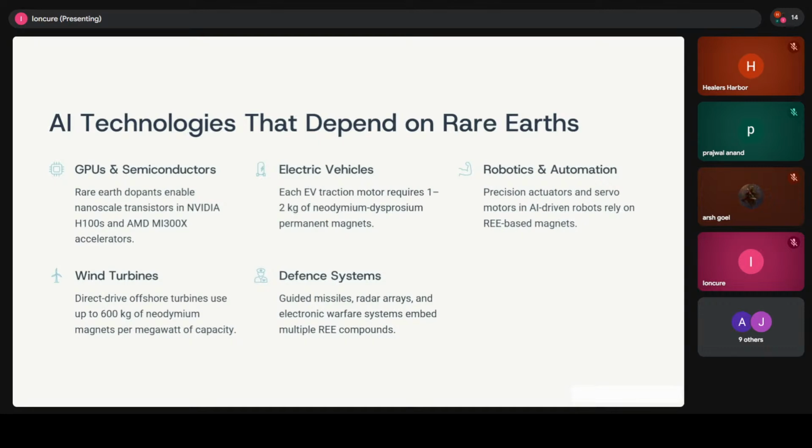AI-driven robotics rely on precision motors, so servo systems contain rare earth magnets. Wind turbines use large quantities of neodymium-based magnets for efficient electricity generation. Even modern defense technologies such as guided missiles and radar systems depend on rare earth compounds. So, rare earth elements are deeply integrated into modern technological systems.